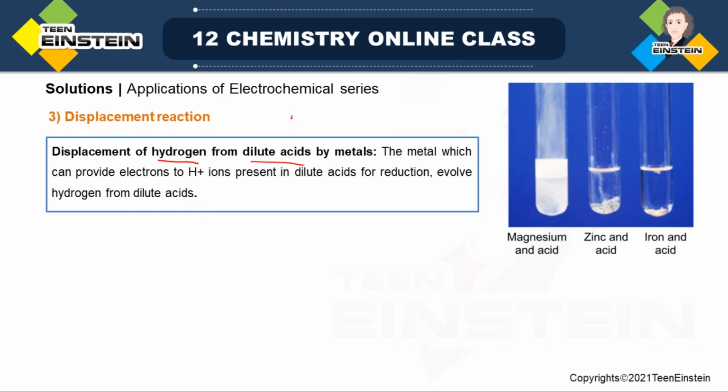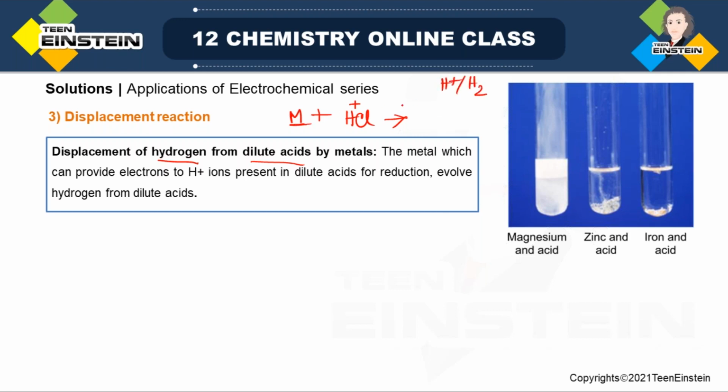Here, suppose the metal is M and there is an acid. Suppose we have taken HCl. Here H is in the +1 state. Now if M has a lesser reduction potential value compared to the H plus H system, now the H plus H system, we know, is the standard hydrogen electrode, which by IUPAC convention we consider to have a value of 0 volt.